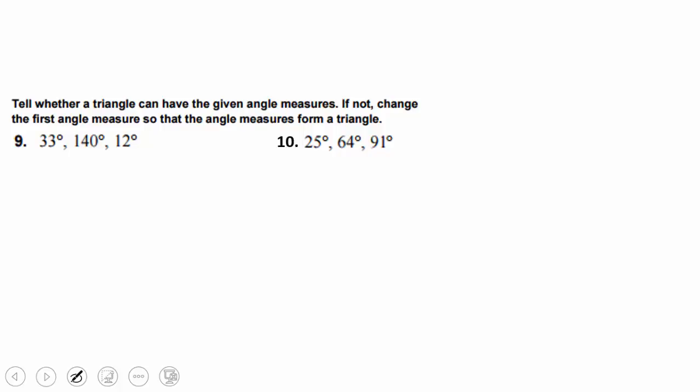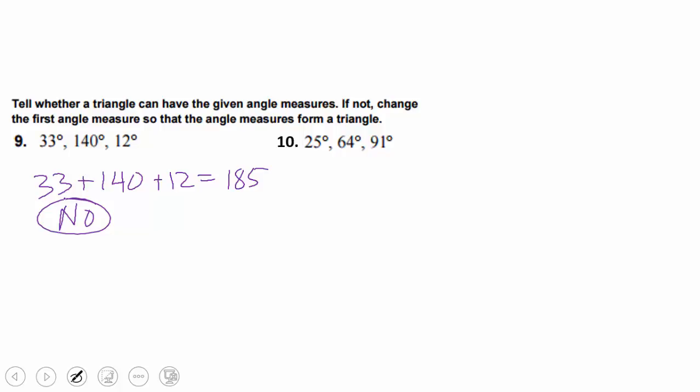This says tell whether the triangle can have the given angle measures, and if not, change the first angle measure so that the angle measures form a triangle. Well, we don't have a picture. Now they just give us the three angles, and they're saying, can these three angle measures give us a triangle? Because we know if it's a triangle, it equals 180. So we just take them and we add them. And when we add them, we find that 33 plus 140 plus 12 only equals 185. So no, this does not form a triangle.